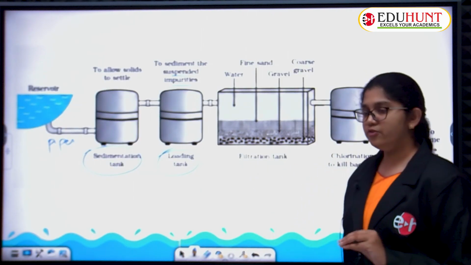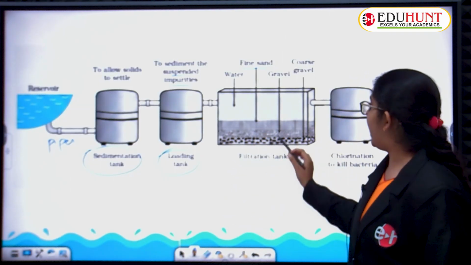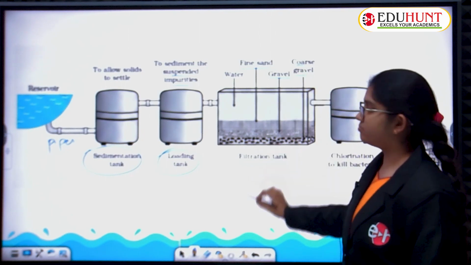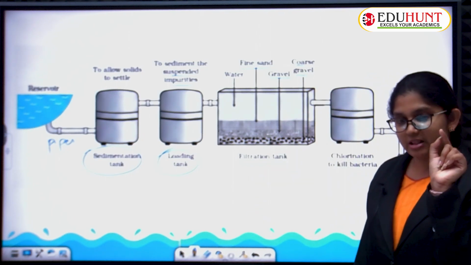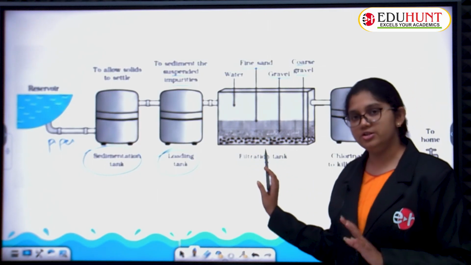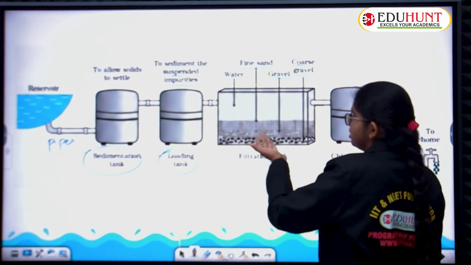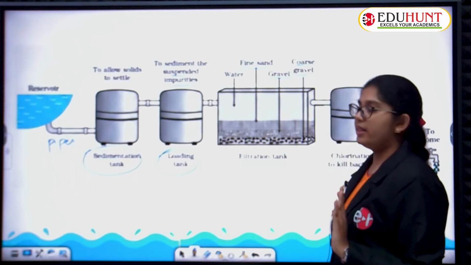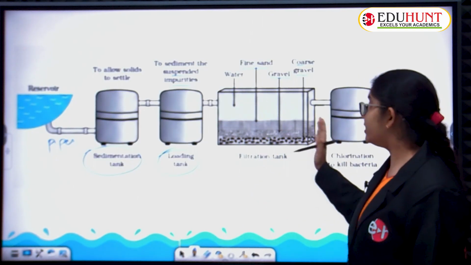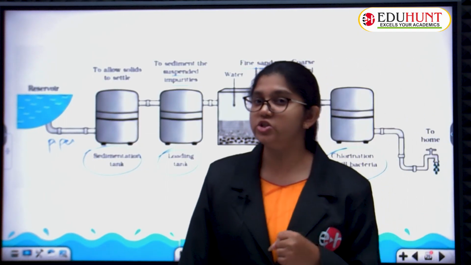And after that, the filtration tank. Here if you observe, there is fine sand and gravel, and coarse gravel. You know kankar, children? They are bigger and thicker. So all of this is present in the filtration tank. Coarse gravel at the bottom, upon that gravel, and upon that sand, and the water is at the top of the layers. From there, chlorination is done to kill bacteria and germs. Yes, you should kill them.